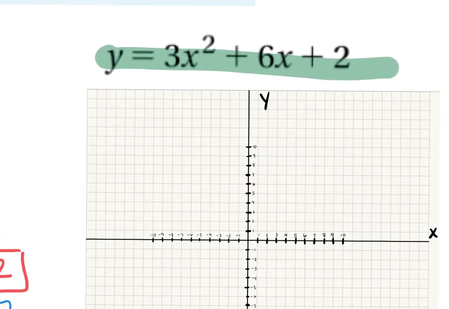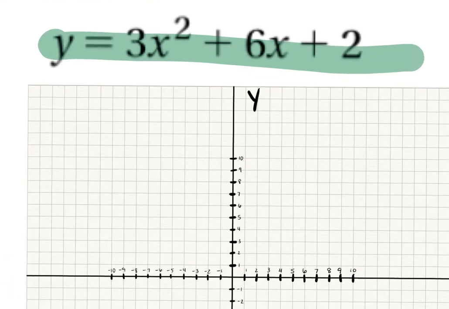y equals 3x squared plus 6x plus 2. Okay, peeps. What is my A? Rioni? 6. Nope. Close. Yep, it's the 3, okay? Your A is always the number in front of the x squared. Ashton, what's my B? 6. Positive or negative? And Victoria, what's my C? 2. Positive 2.